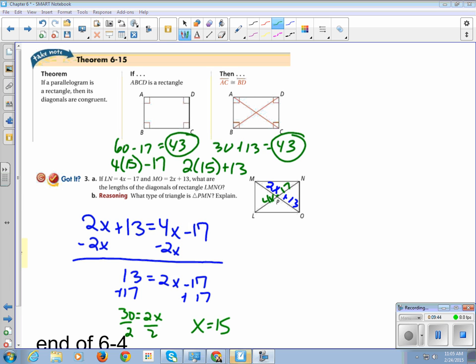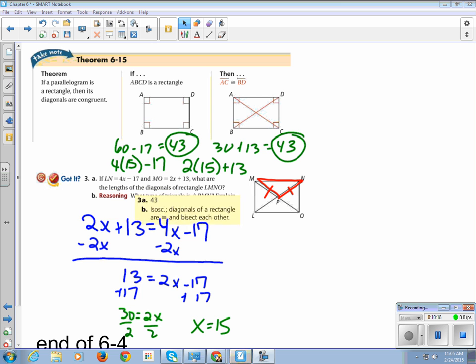Because diagonals are congruent. Let me erase this so we can answer the question. What type of triangle is PMN? If this is congruent to that, then PMN must be, your options are scalene, isosceles, equilateral. Isosceles have two congruent sides. So it's isosceles because the diagonals of a rectangle are congruent and bisect each other.